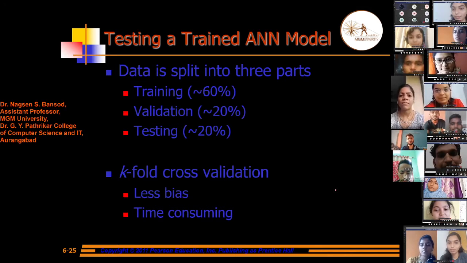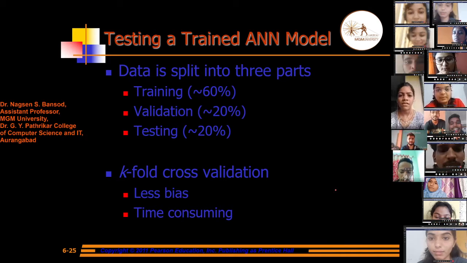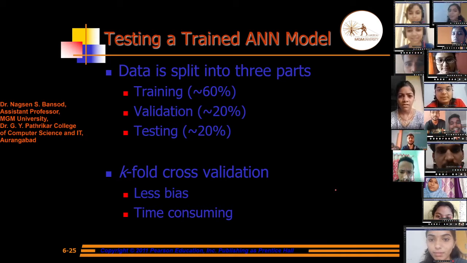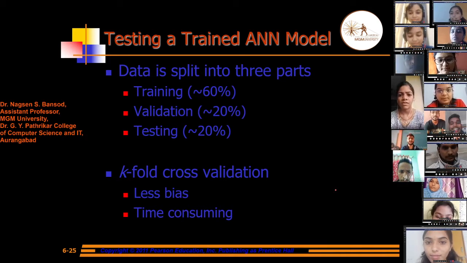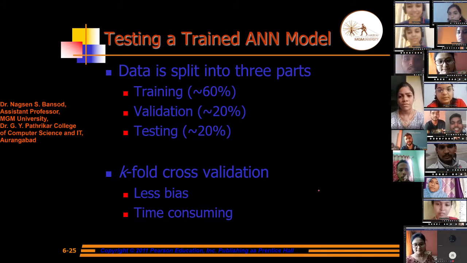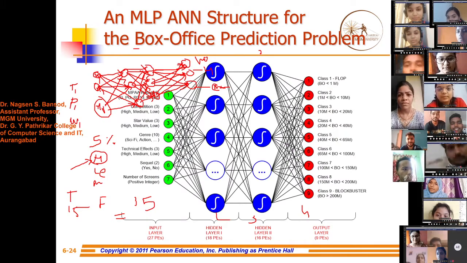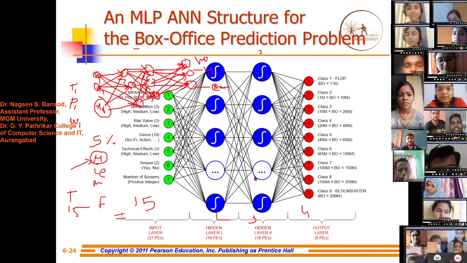Testing and training the artificial neural network model, sir. Yes, now we have the second lecture. Okay. If you have any doubt, you can ask. Otherwise, we will see in the next lecture.